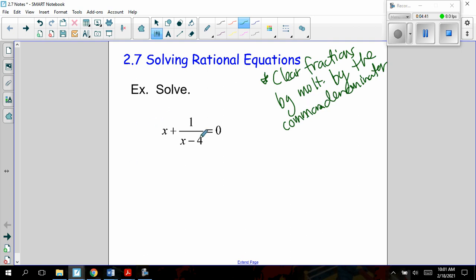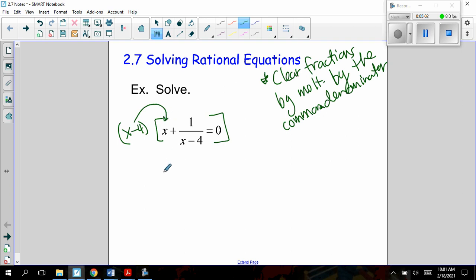Okay, so in the example here, the only denominator I have is x minus 4. If I was going to add these together, I would have to multiply this x by x minus 4 over x, whatever. So instead, I'm going to multiply my entire equation by x minus 4. Now that is one term, which is why I put it in parentheses.